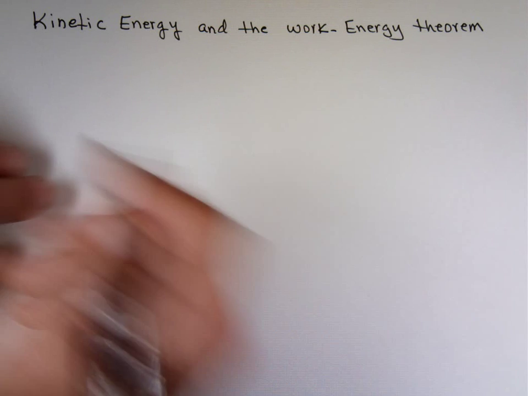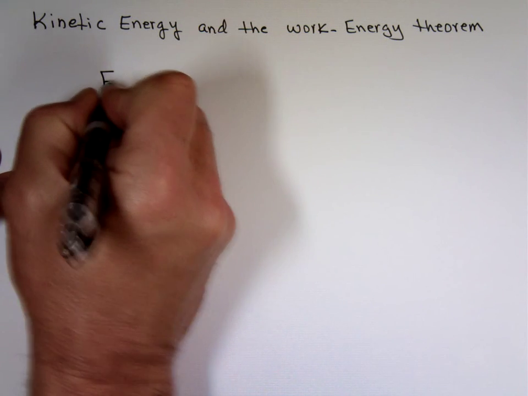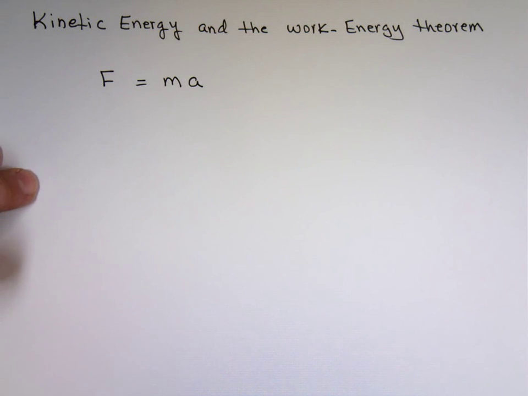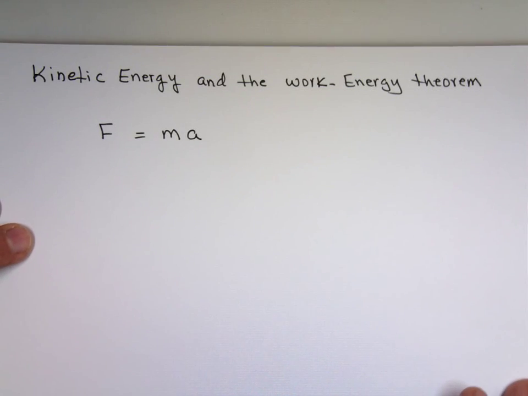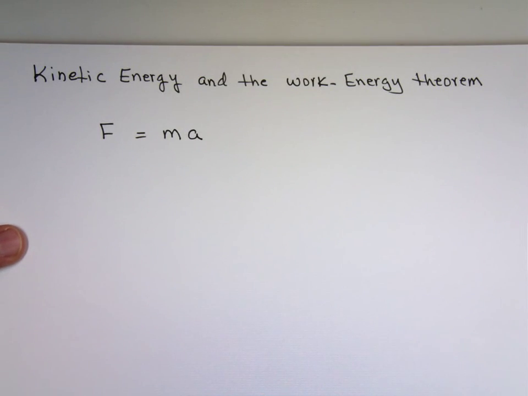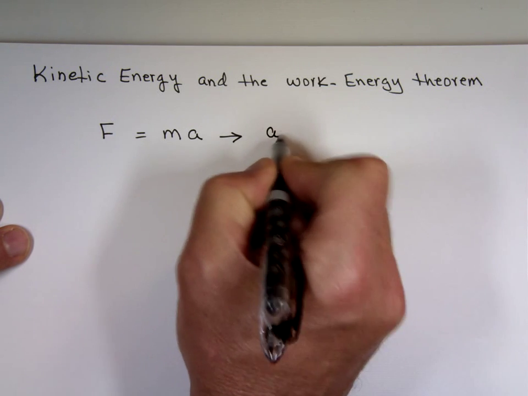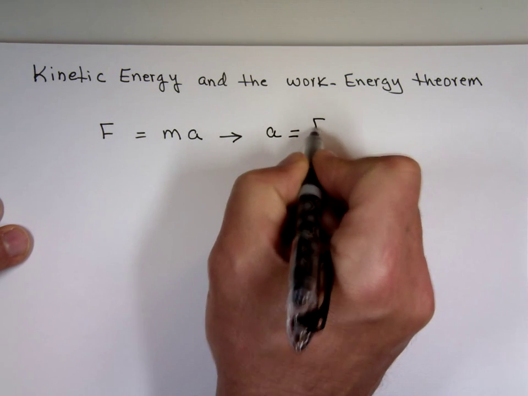If you remember, Newton's second law says F equals ma. Remember that one? What's the word after work-energy? Theorem. Yep. F equals ma. From this equation, you can write the acceleration as F over m.